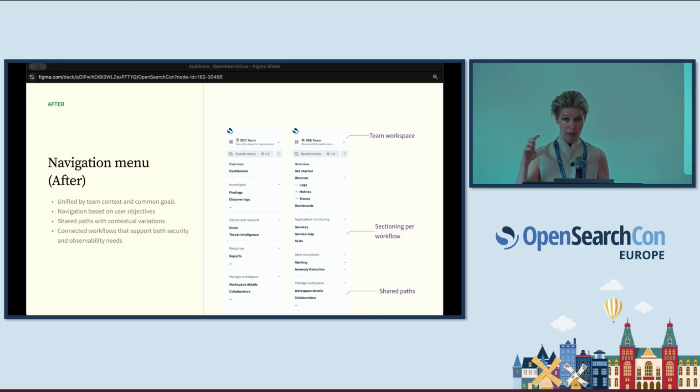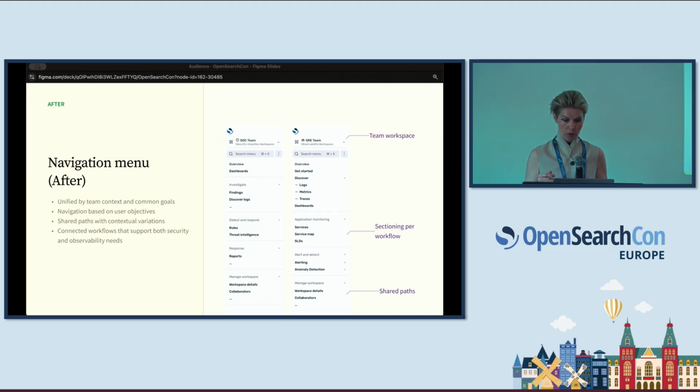The sectioning within each workspace navigation is based on the workflows we talked about previously, like 3 a.m. experiences in one group and 3 p.m. experiences in a different group. And user would navigate between them and clearly see what is the next step for them. Connected workflows that support both security and observability needs.